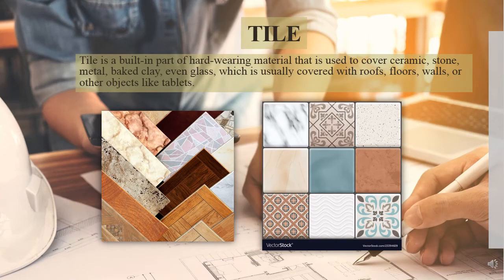Secondly is tiles. Tile is a hard-wearing material used to cover surfaces, made of ceramic, stone, metal, brick, clay, even glass, which is usually used to cover roofs, floors, walls, or other objects like tables. The diagram shows an example of the design of tiles.